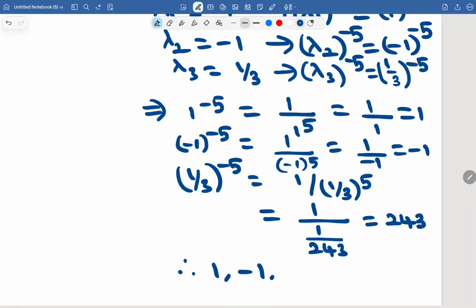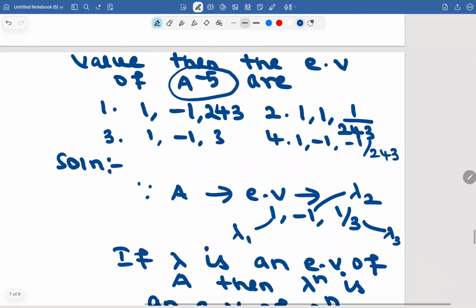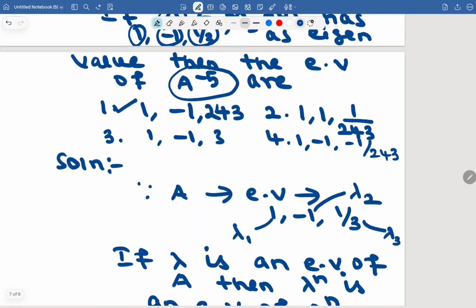Therefore, 1, minus 1, 243 are the eigenvalues of A power minus 5. For this problem, first option is the correct one.